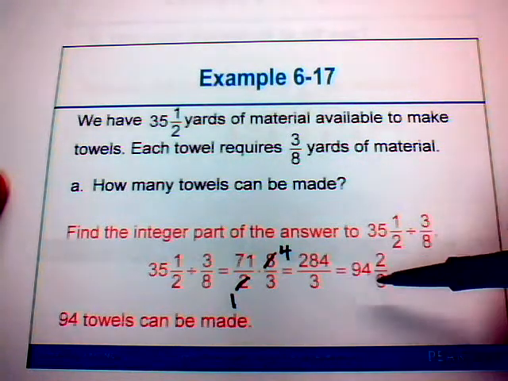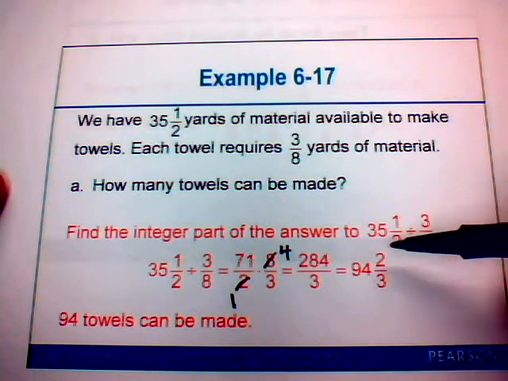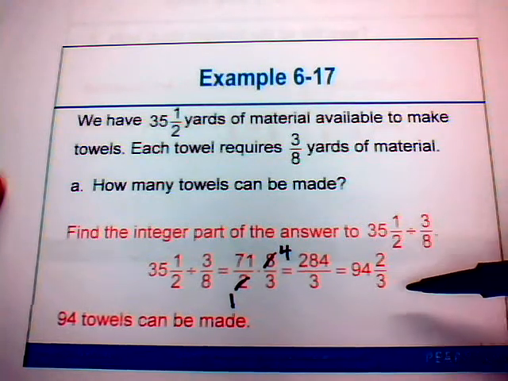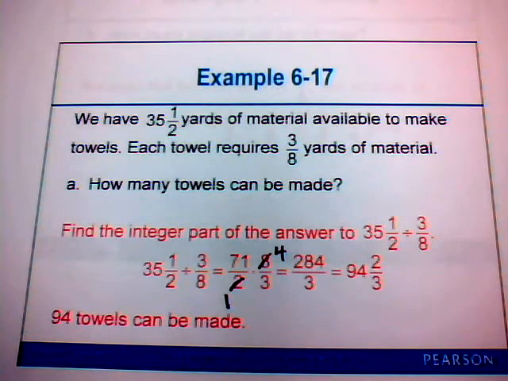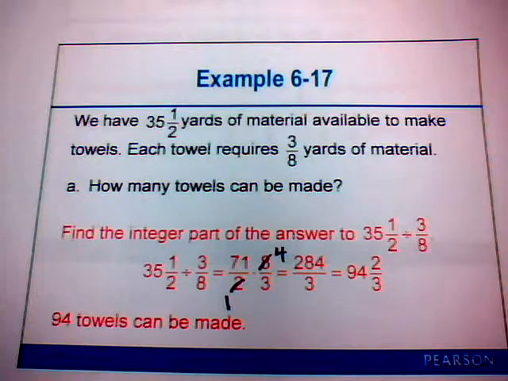Divide 3 into 284, you're going to get 94, with 2 left over, so it'll be 94 and 2/3. But we drop off the 2/3 because we want the integer part of the answer, the whole number part. So 94 towels can be made.